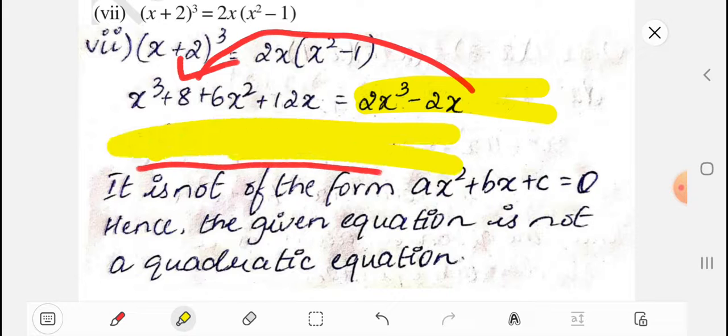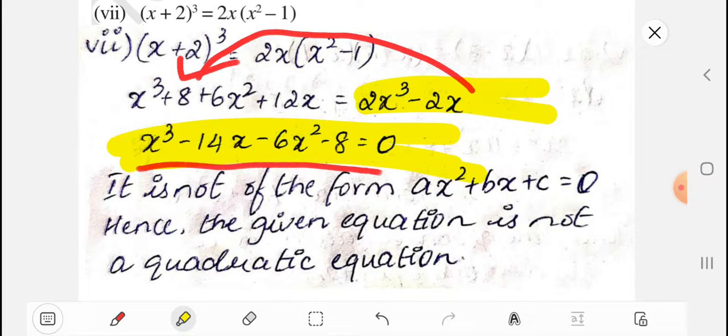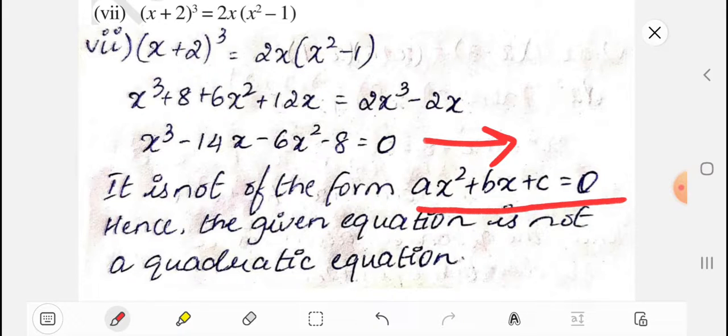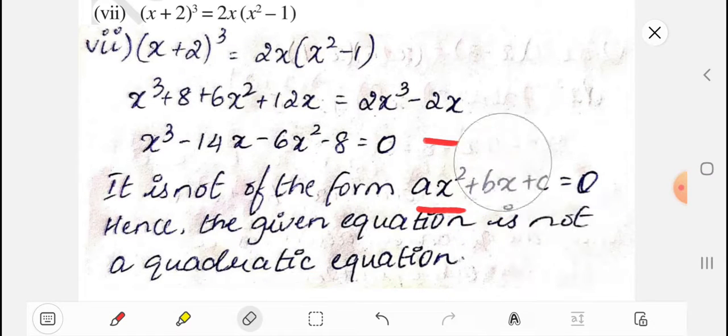The expression which we have got over here is not of the standard form ax square plus bx plus c equals 0. So what to do over here? It is not a quadratic equation. Henceforth, it is not a quadratic equation. That's it. We are done with this question.